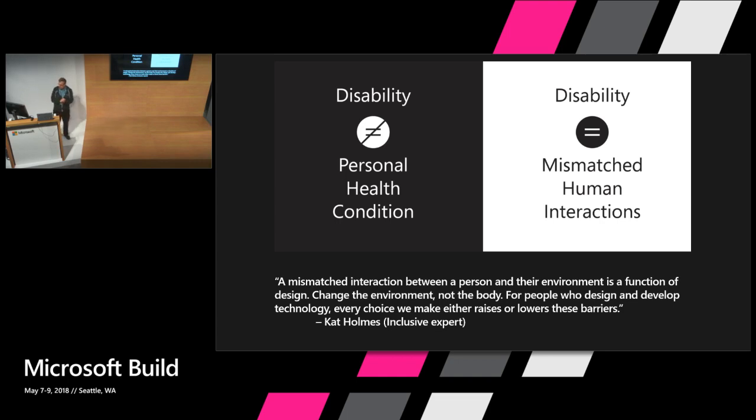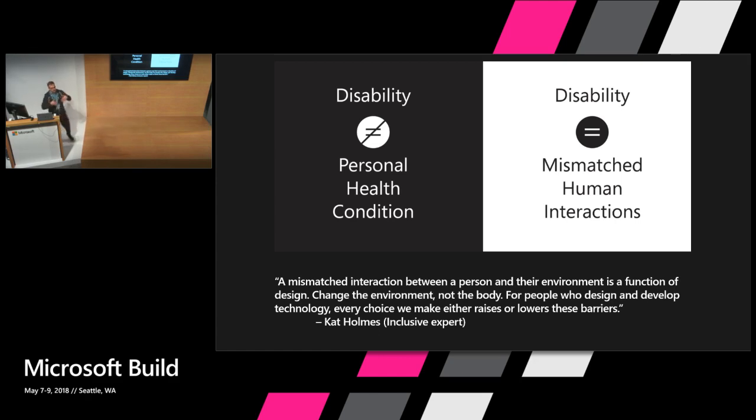A mismatched interaction between a person with their environment is a function of design. Change the environment, not the body. For people who design and develop technology, every choice we make either raises or lowers these barriers. It's a different way to think about accessibility.